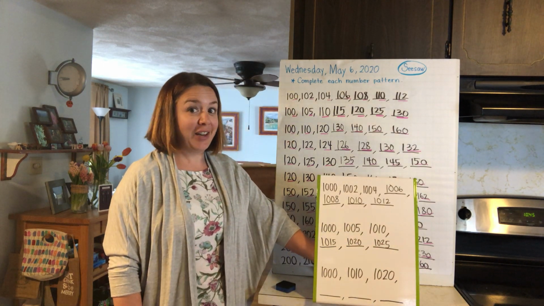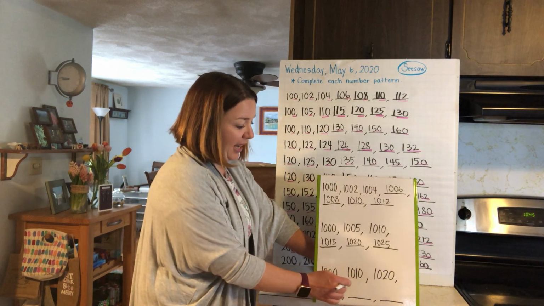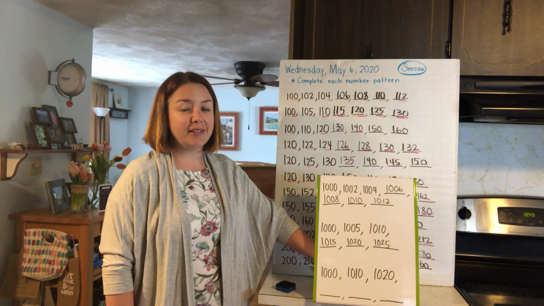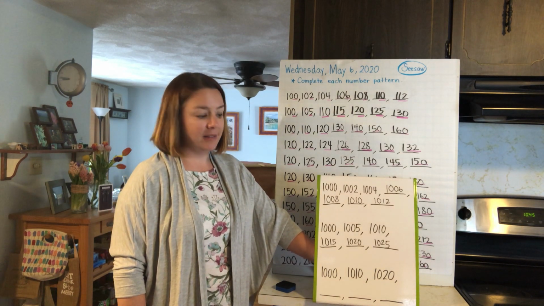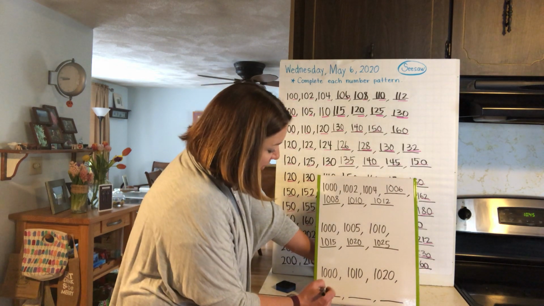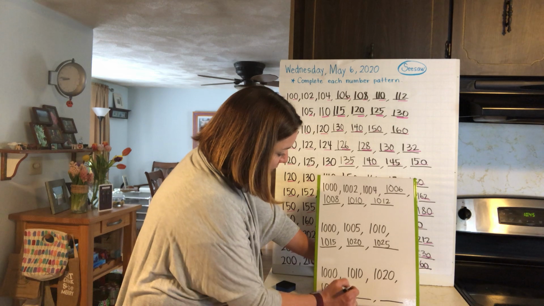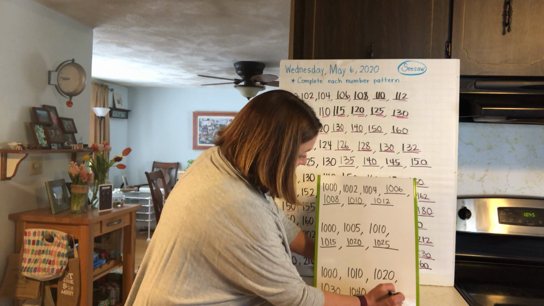You doing all right with these challenge problems? One more. 1,000, 1,010, 1,020. Think about what I'm counting by. What do you hear repeating? 10, 20. 1,030, 1,040, 1,050.